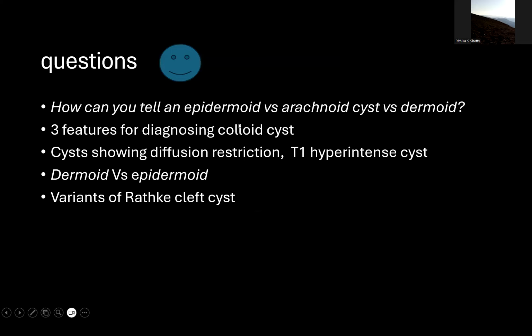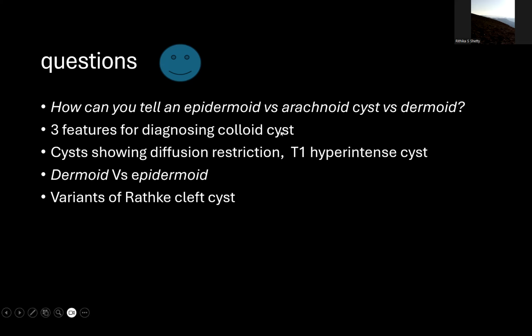Questions. How can we differentiate epidermoid, arachnoid, and dermoid cyst? Three features for diagnosing colloid cyst. Okay, so we studied already epidermoid, it will show diffusion restriction. This one will follow CSF, will be having mass effect. Dermoid will be T1 hyper, hypodense on CT, usually midline lesion, and it will be having other ectodermal origin. It will be having fat, hair, sebaceous cyst, etc.